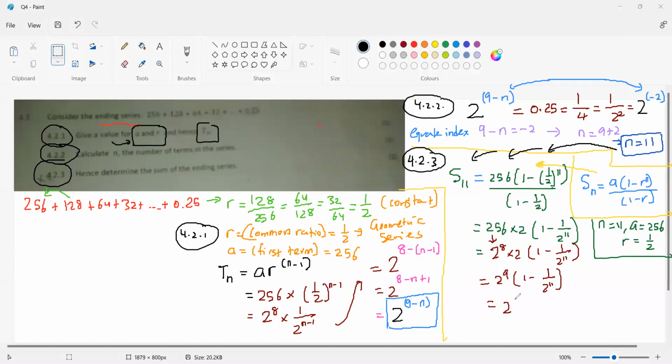Then you can do 2 to the power of 9, when you minus 2 to the power of 9 minus 11. So all these are just the same thing. Okay, so I'm just going to leave it at this. So this becomes 1 over 2 to the power of 2, like that in the negative. So I put it like that.